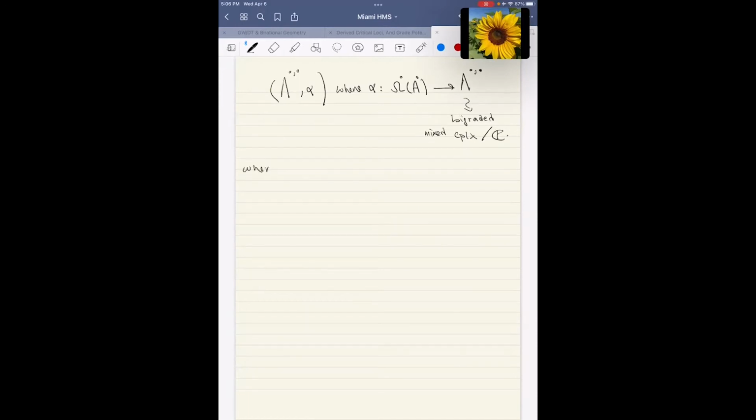Where alpha is a morphism of DG algebras such that it needs to satisfy certain conditions. Otherwise, it's not going to be an integrable distribution. So such that these conditions are satisfied. First of all, this map from Omega dot of A dot to Lambda dot dot should be a weak equivalence.